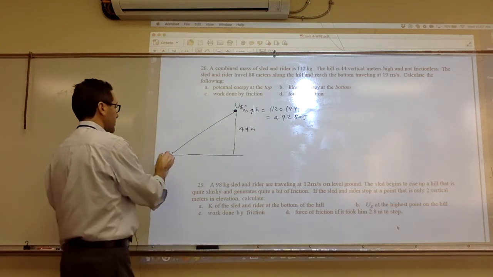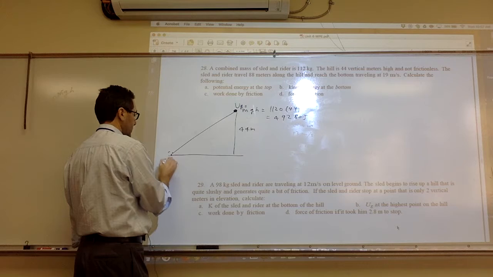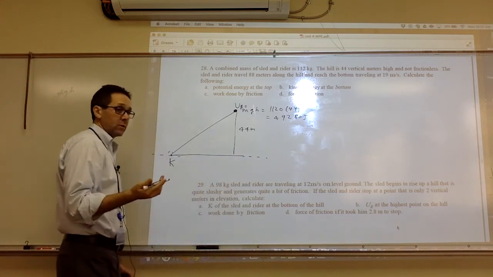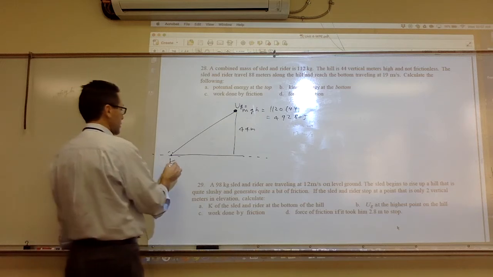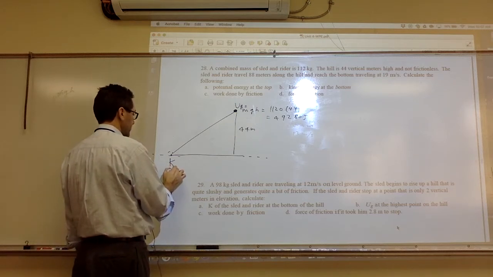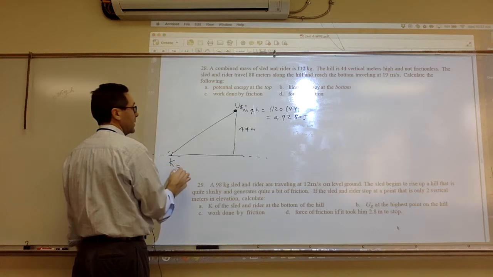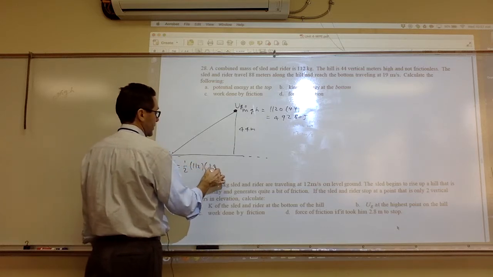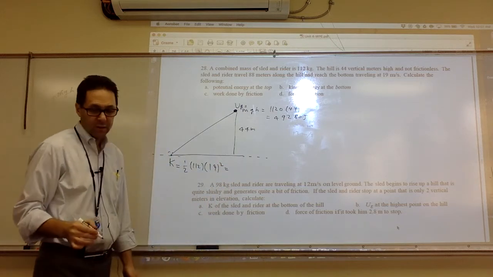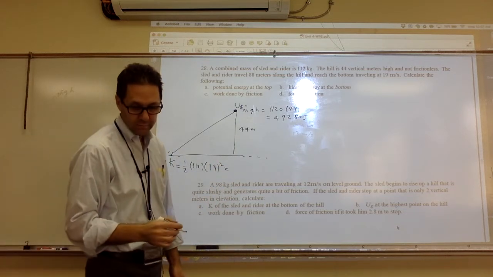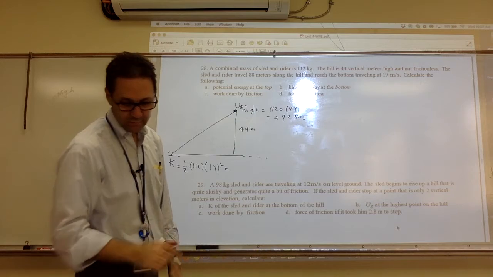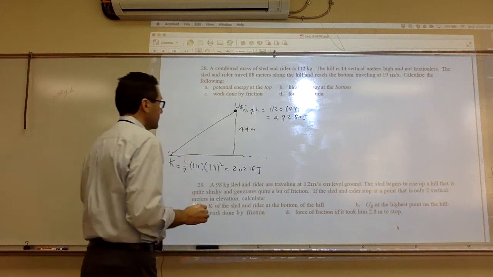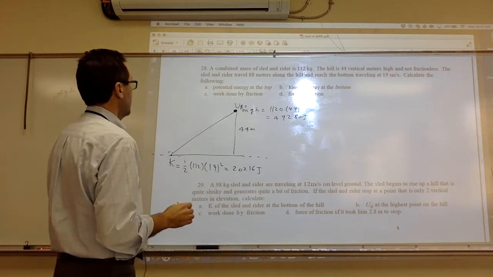Kinetic energy at the bottom. Again, we're considering the lowest point as the reference in this case. Kinetic energy at the bottom, K, equals 1/2 m v squared, which is 19. So that should give us 20216 joules.